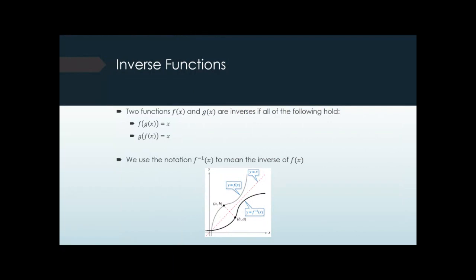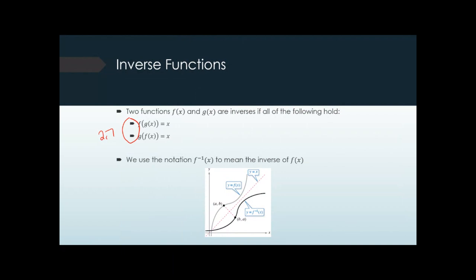Okay, so inverse functions. Two functions, we'll call them f and g, are inverses if the following hold. So this is the function composition that we talked about in 2.6. If you put g into f and simplify, you get x. And if you put f into g and simplify, you get x. So if you can plug one function into the other in both directions and they simplify to x, that means they're inverses.